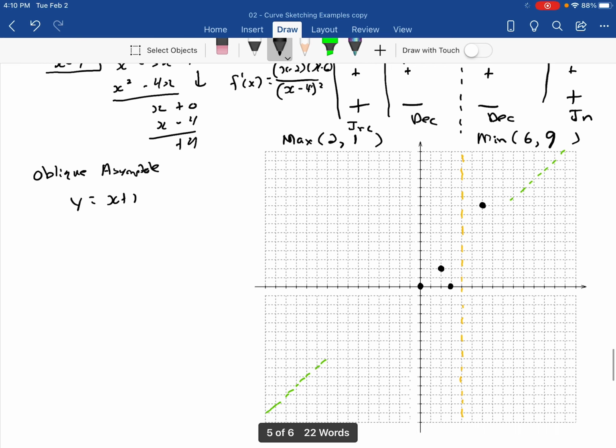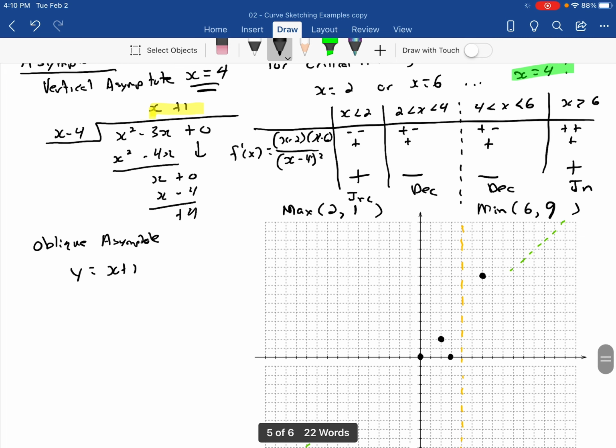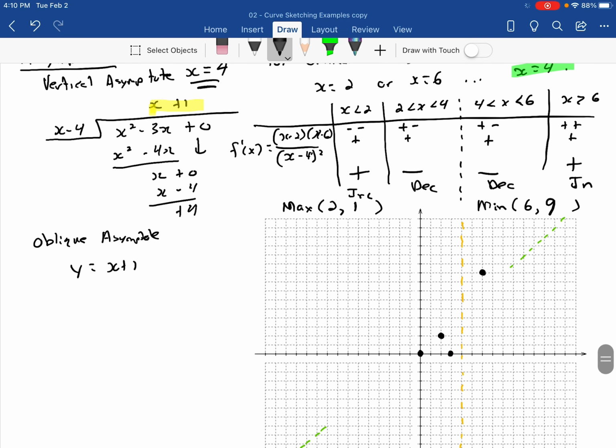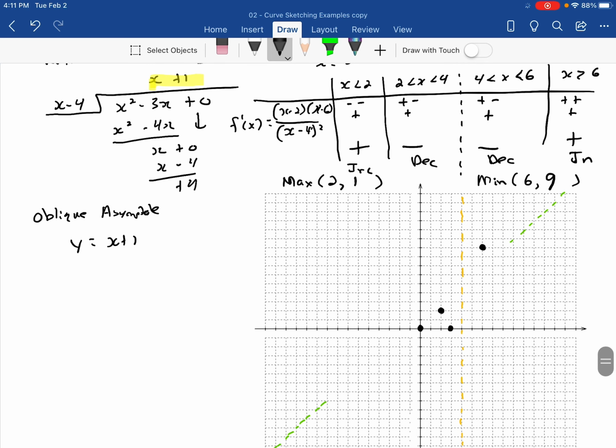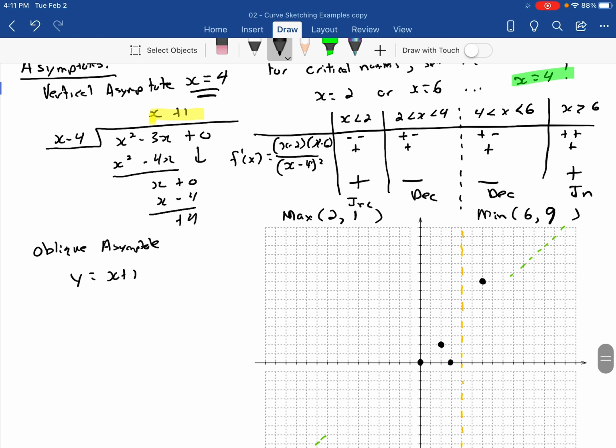Now, so increasing to that max, then decreasing into the asymptote, and then decreasing, increasing. And actually, what's interesting is I can get a really good drawing of this graph just from what I've seen there. But the concavity really brings it home.